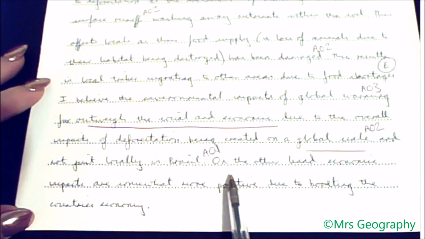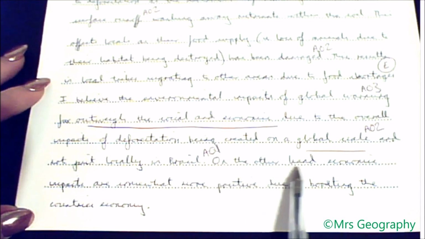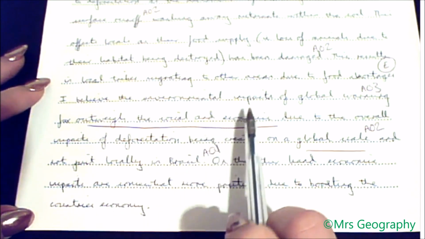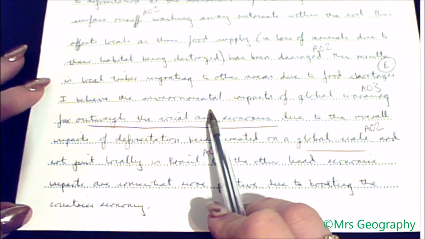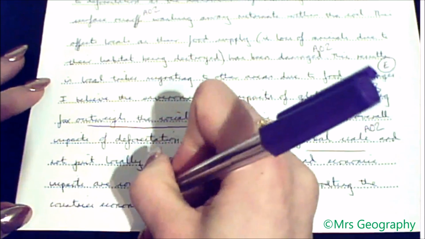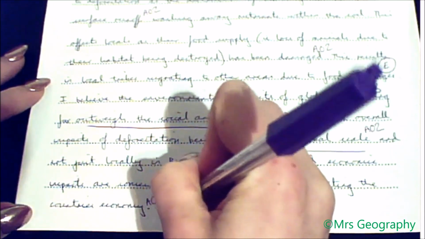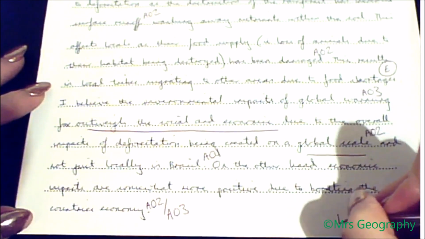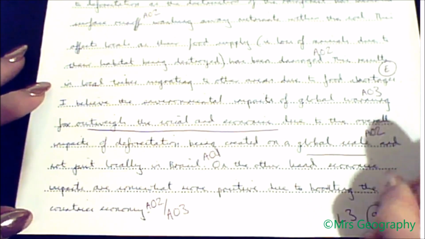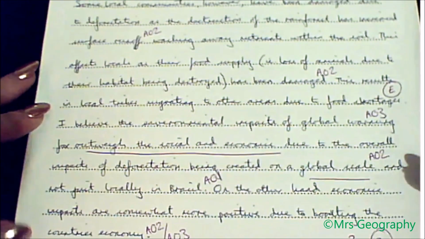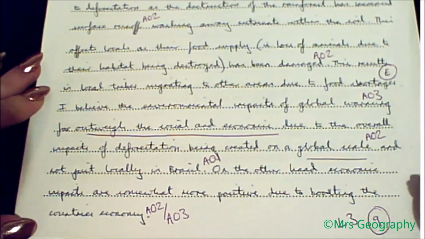And then they stretch that a little bit further by even justifying it more by saying, on the other hand, economic impacts are somewhat more positive due to boosting the country's economy. And hence them saying, well, environmental impacts are by far the worst because they're more negative. And this would be AO2/AO3 as well. So you must always make a judgment. So this question would actually be a level 3 full mark question because they give enough detail, they elaborate their point, they give AO3, AO2 and AO1.